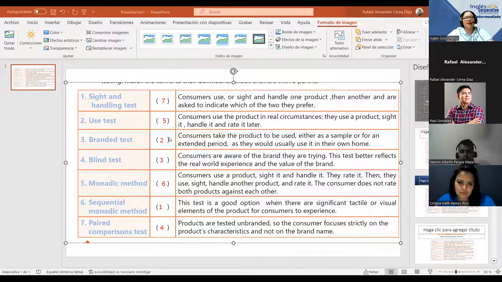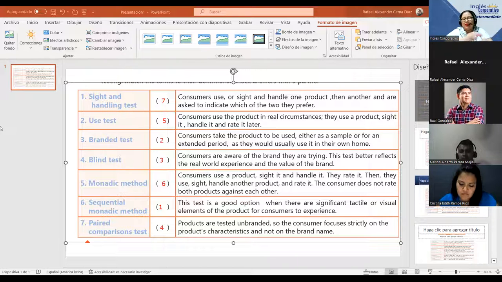So yes, let's see. Branded test. Number three. Who wants to talk about the number three? Consumers are aware of the brand they are trying. This test better reflects the real world experience and the value of the brand. So we are evaluating the positioning of the brand.